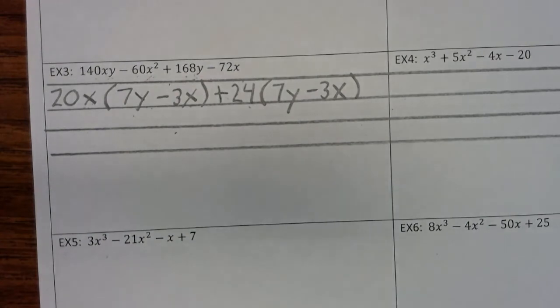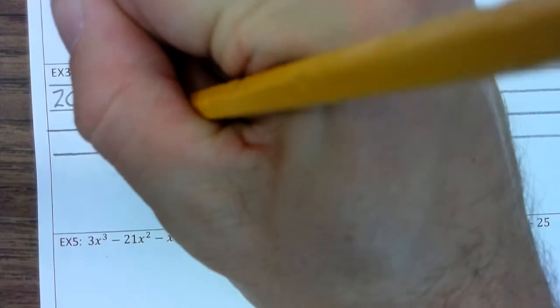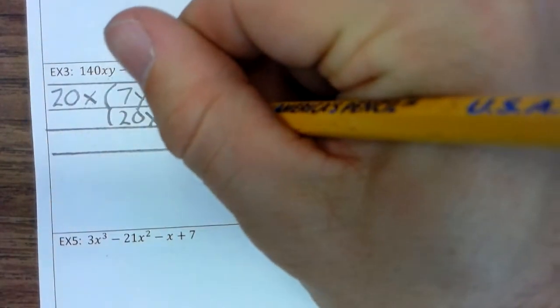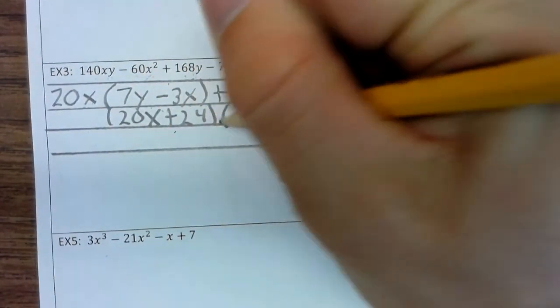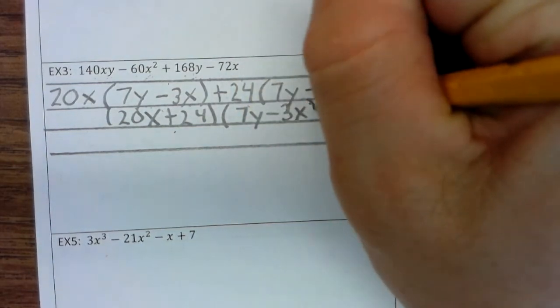And you know you can factor by grouping when this and this are the same. So this can be written as 20x plus 24, times 7y minus 3x.